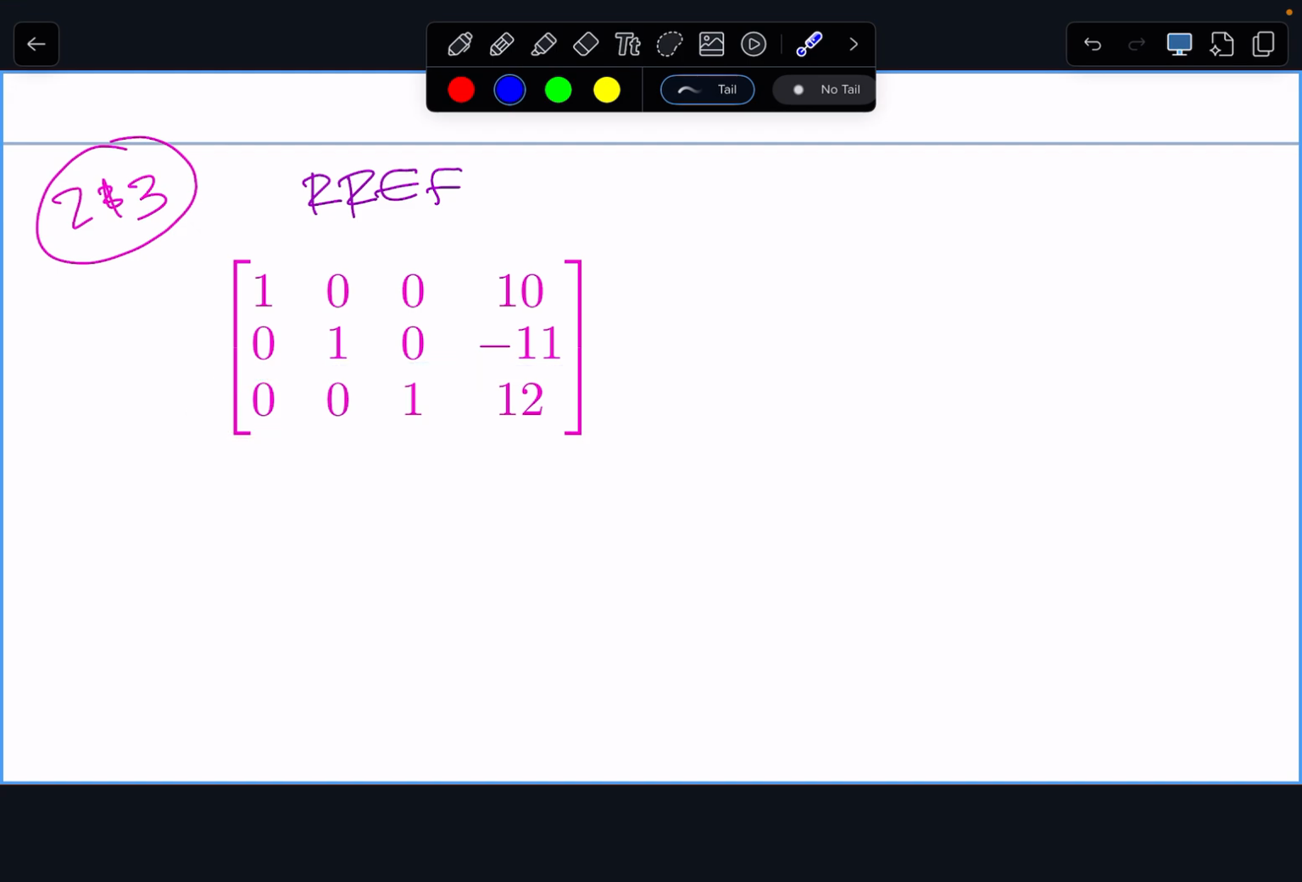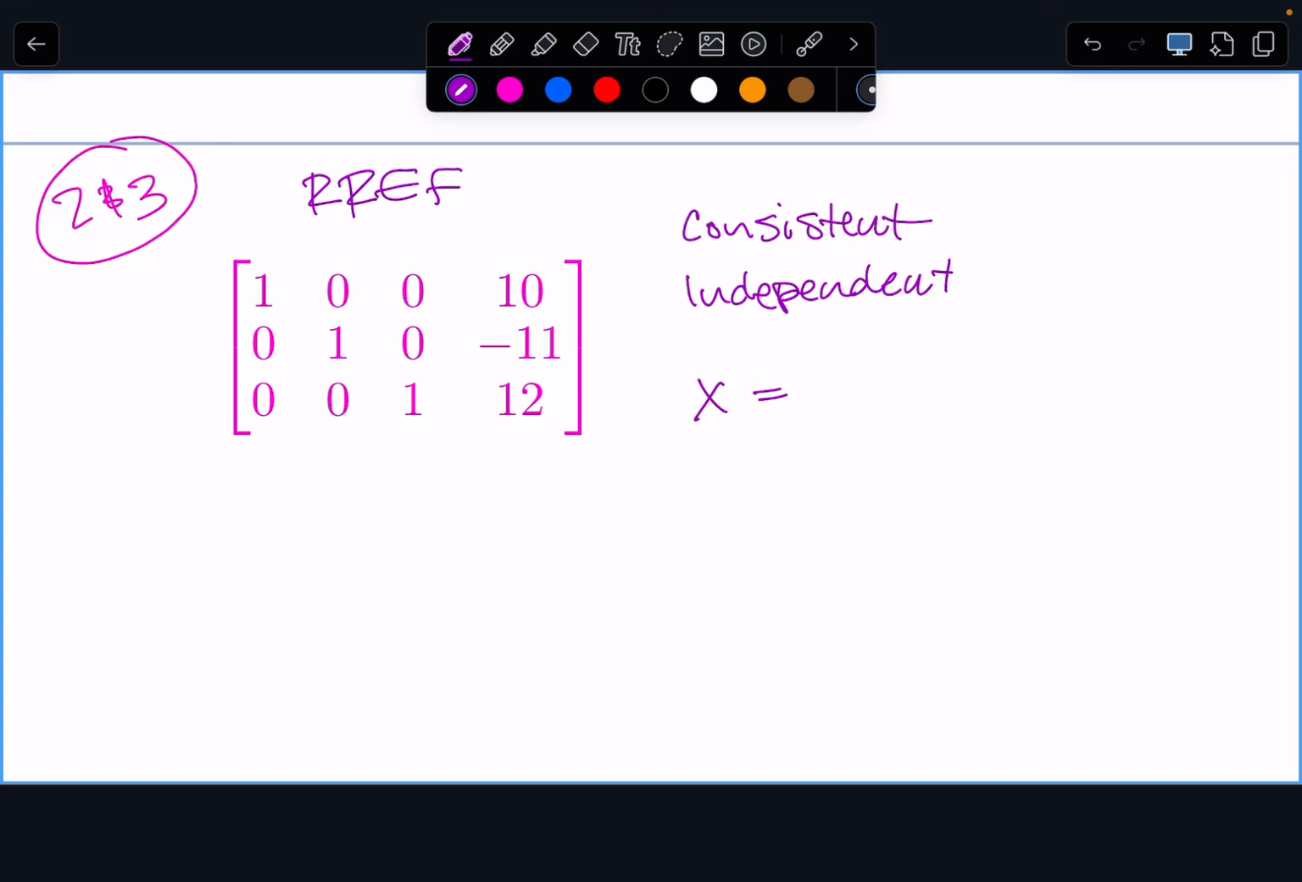Okay? It's consistent because I have ones on the diagonal. And when you have the ones on the diagonal, it is consistent. Consistent and independent, and it is x equals 10, y equals negative 11, and z equals 12. Any questions about that? That's the answer? That is the answer. That is so easy.